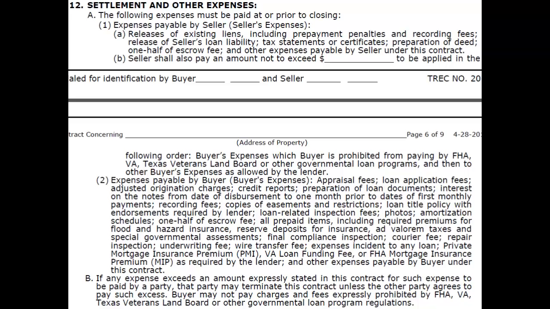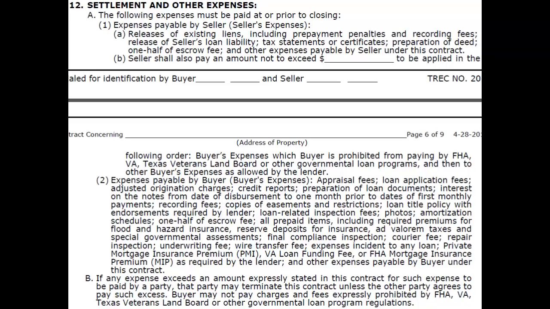All right, B is a pretty fun little blank here. You can do a lot with this. B is for the seller to pay for an amount not to exceed blank to be applied in the following order. I'm just going to read this because I have to. The buyer's expenses, which buyers are prohibited from paying through FHA and VA, or the Texas Veteran Land Board, or other governmental loans. And then whatever money's put in that blank, after all that's taken care of, then it's applied to buyer's expenses as allowed by lender. That's a really broad statement there on that second half. You can cover a whole lot of stuff. Anything that the lender allows, you can be covered out of this. And the lender allows more than you might imagine.